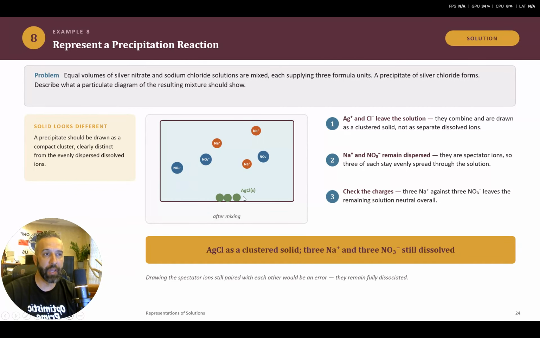And how many AgCls have you got? So you had equal volumes of silver nitrate and sodium chloride. And then AgCl, so Ag comes from silver nitrate and Cl comes from sodium chloride. So if I got three of those, I also have to have three of each of those. So make sure you hit the ratio. Don't draw six of this or something.